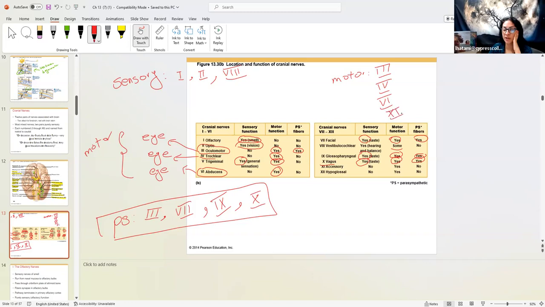So this is cranial nerve number 11, which only has motor function. It innervates the muscles responsible for movement of the head and neck. And then we have another one, the hypoglossal nerve, or cranial nerve number 12, which is only motor. It has motor function. It innervates all the muscles related to the tongue.